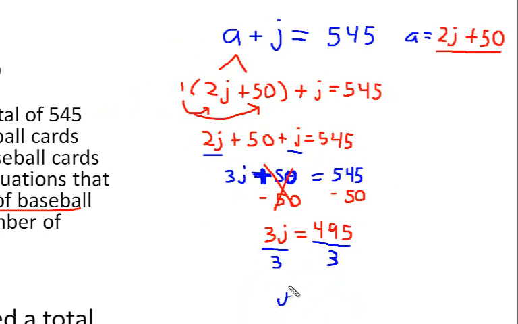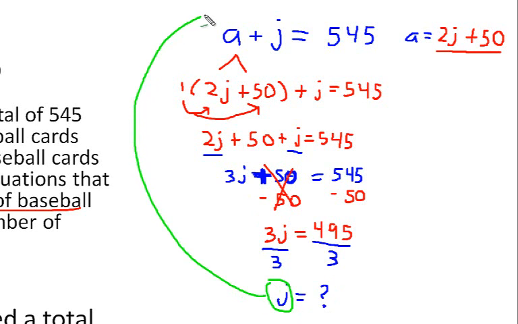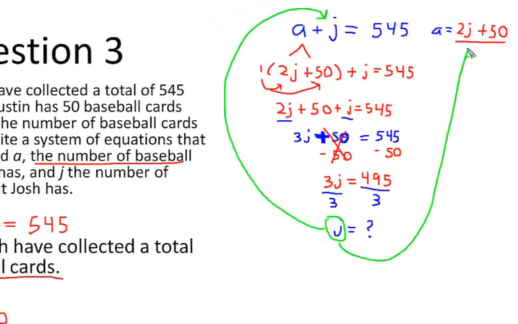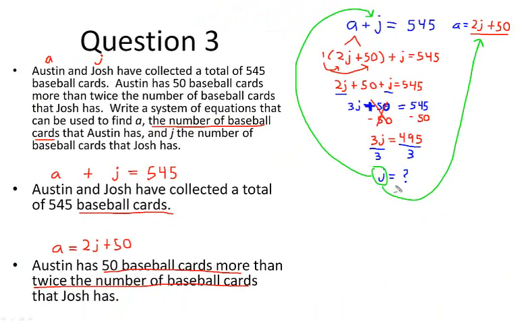And I'll get j equals 495 divided by 3. I'll let you figure this out. Once you figure out j, you can plug j back in here and solve for a. You could also plug it in here and solve for a. So I want you to find j and a for this one.